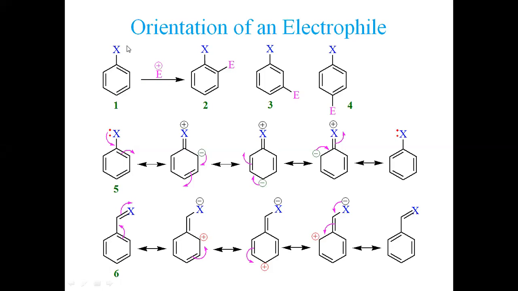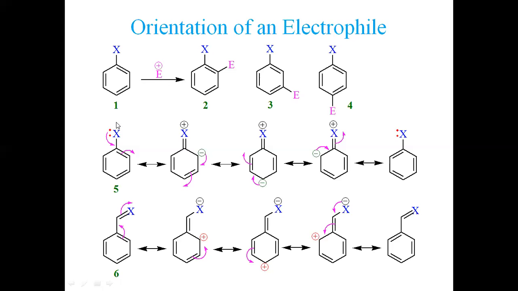It is this group already present on the aromatic system that directs the electrophile, either to this position, that position, or this position. It is this group, in fact. It is not the nature of the electrophile. So this is very well understood. So X may be of two kinds.